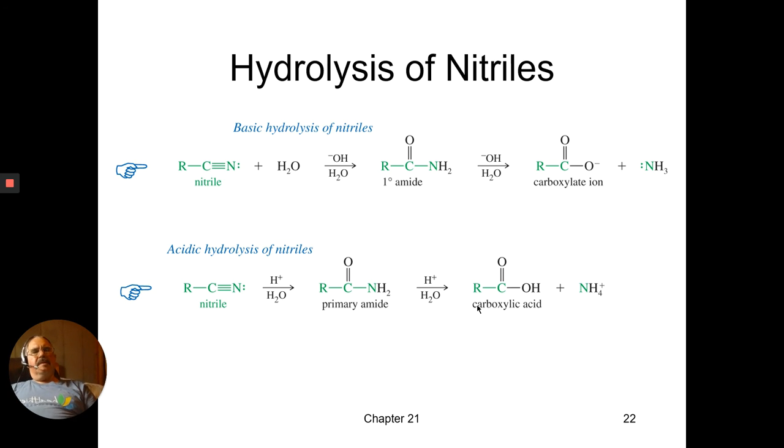Nitriles are considered a carboxylic acid derivative because they can be hydrolyzed to carboxylates or carboxylic acids under basic or acidic conditions. The intermediate in the hydrolysis is actually a primary amide.